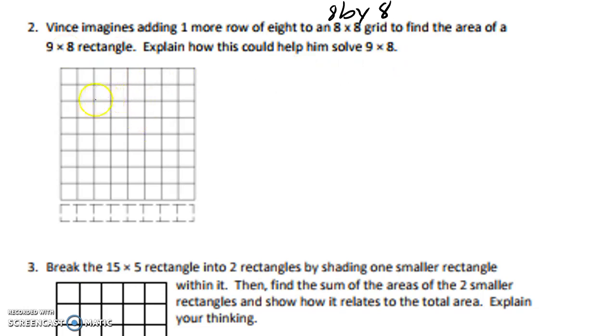All right, so 1, 2, 3, 4, 5, 6, 7, 8. This is 8. And 1, 2, 3, 4, 5, 6, 7, 8. That's 8. And this is 1, right? So if we add those together, we get the 9. So this helps.